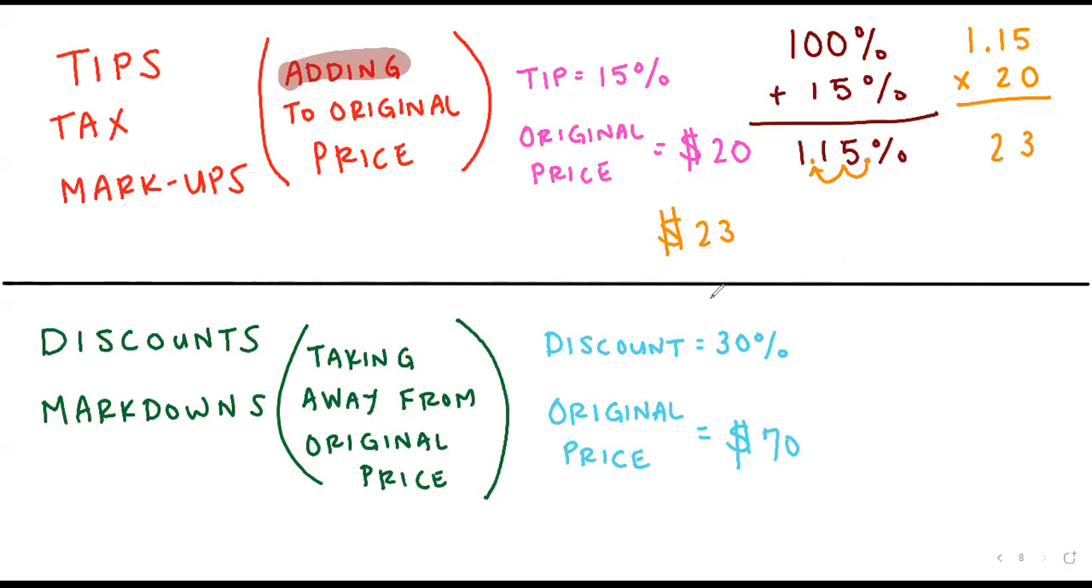If you're paying $23 when it originally was $20, how much tip did you pay? How much tip did we pay if the full price after the tip was $23? No, guys, the original price was $20. After I applied the tip, I'm paying $23. That means that the tip is only $3.